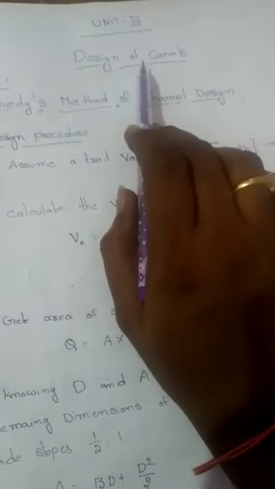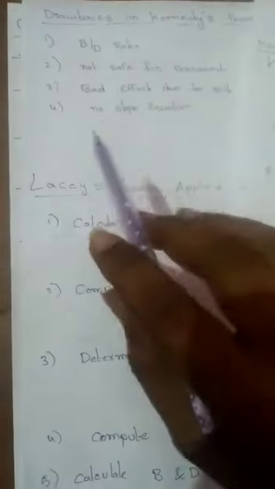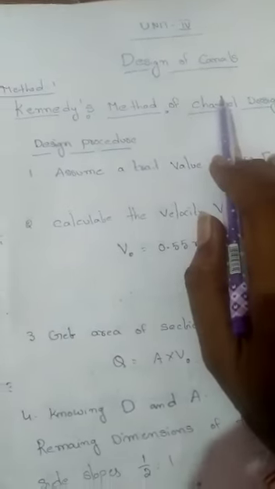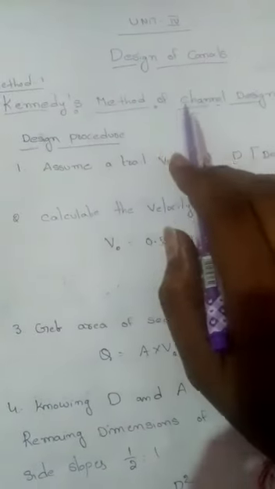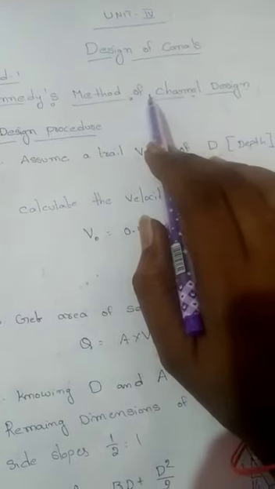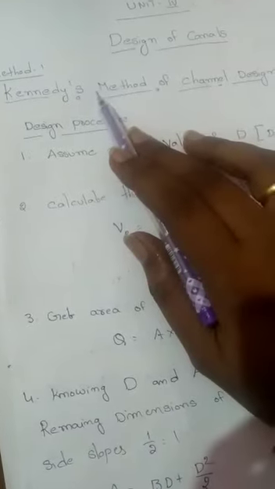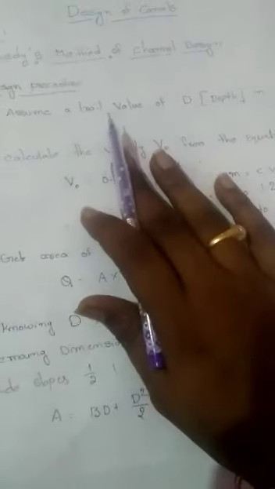We have two kinds of silt theories. The first one is Kennedy's theory and the second one is Lacey's theory. Now we have to discuss those two and how to design a canal based on these two silt theories. Coming to the first one, Kennedy's method of channel design. Channel is a synonym for canal, so don't confuse. Here I will explain the design procedure step by step, so listen carefully.